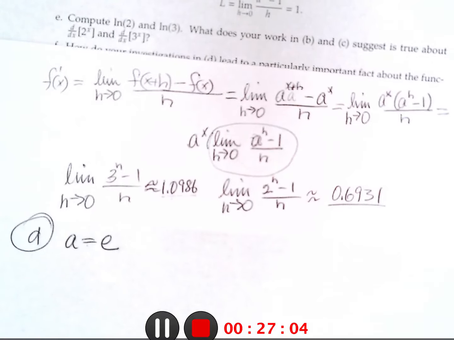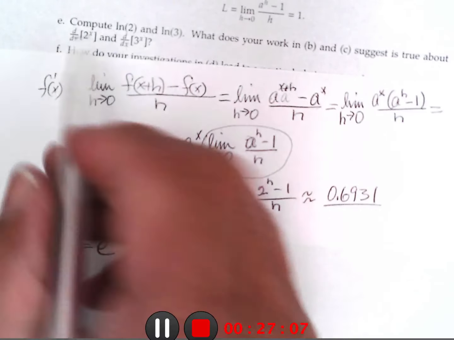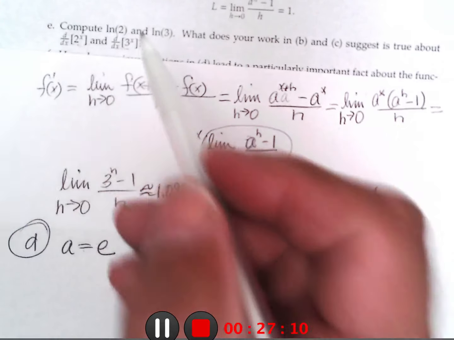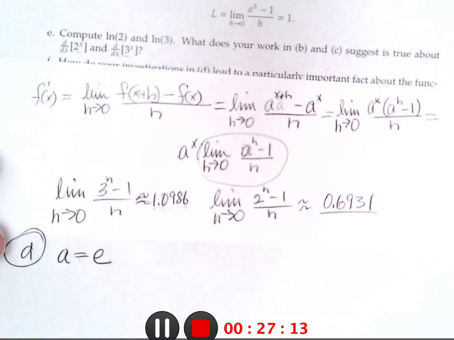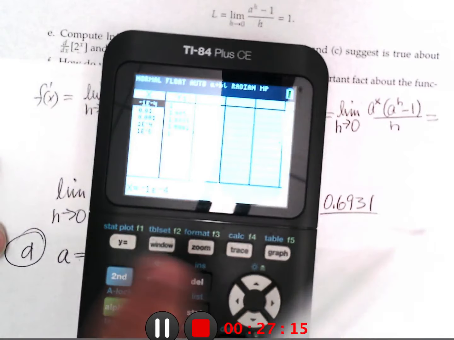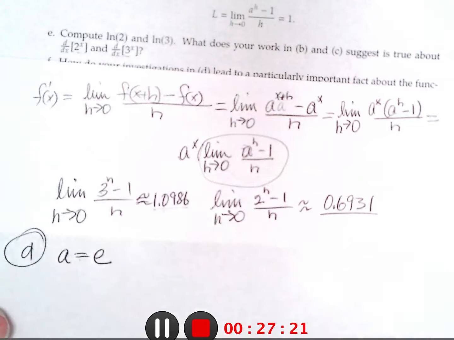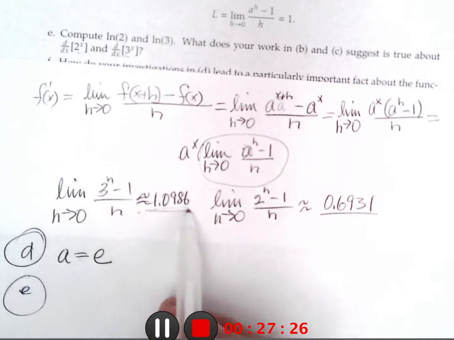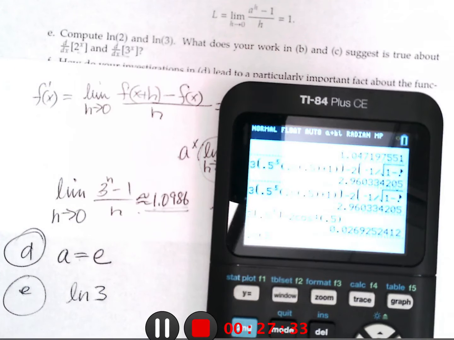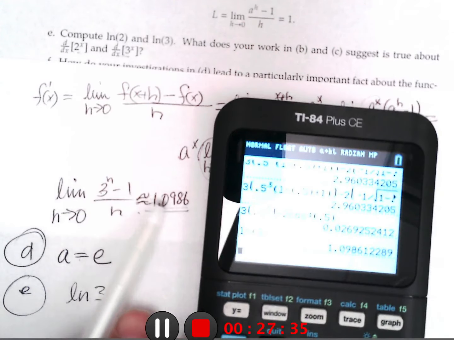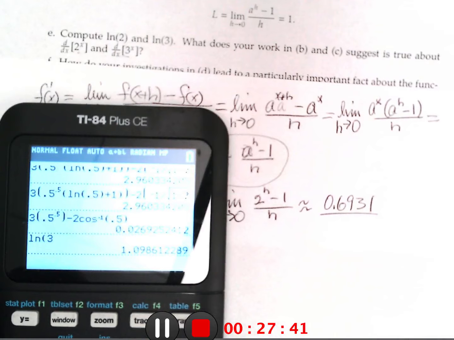And then we're supposed to say, well, what does your work of B and C tell you about these? Well, what they're hoping you would figure out is that when we got these numbers here, this is LN3, verify, second quit. LN3 is 1.0986, and ln of 2 is 0.6931, blah, blah, blah.